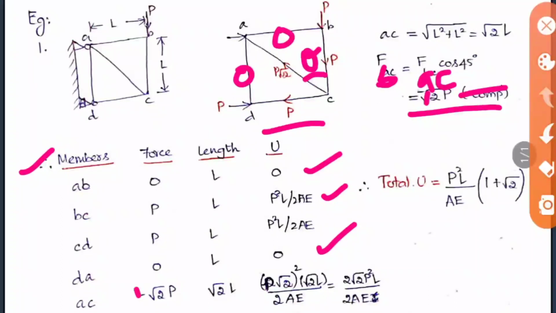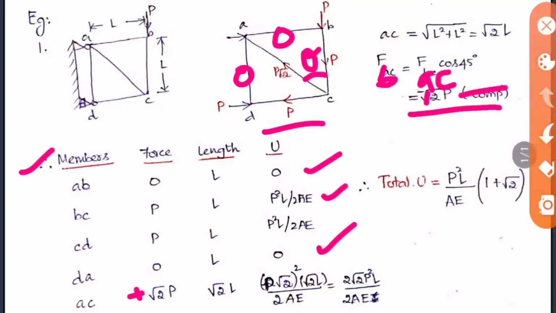In the next case, this force is positive. So here root 2P and the length is root 2L. So it is P root 2 square and then root 2L by 2AE. So you will be getting 2 root 2 P square L by 2AE. So 2 and 2 will get cancelled. So root 2 P square L by 2AE.